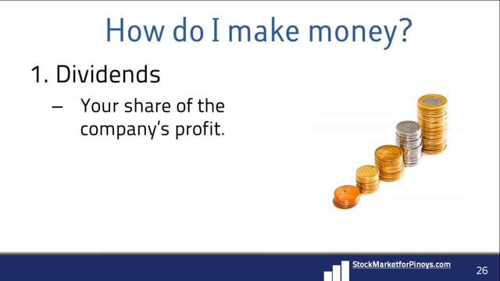The first way is through dividends. This is your share of the company's profit. When the company makes money, since you're also an owner, a shareholder, you also make money. So some people ask me, why on earth would a company want to distribute money to its shareholders? Why don't they just keep it all to themselves?